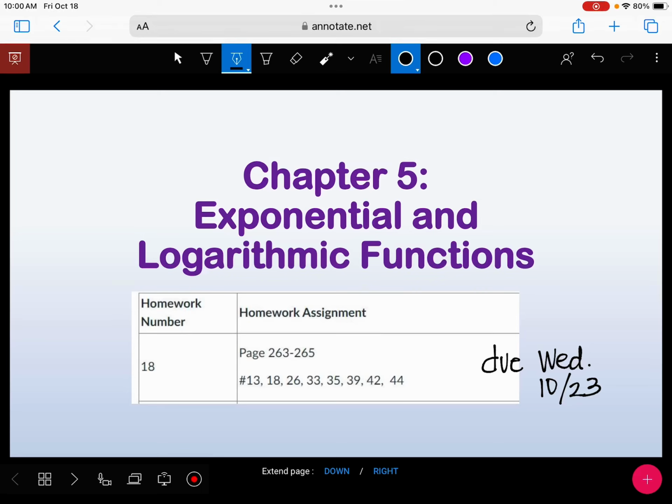Let's begin Chapter 5. Chapter 5 covers exponential and logarithmic functions.